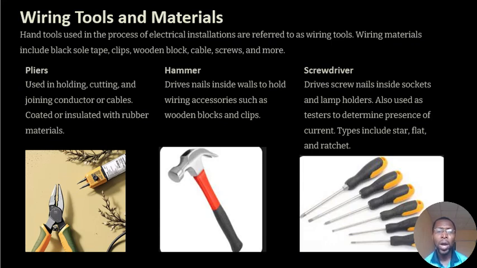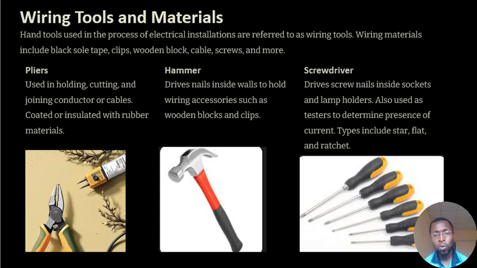So we have some wiring tools and materials that we use in electrical circuits. These wiring tools are hand tools used in the process of electrical installations. They include black sew tape, clips, wooden block, cable, screws, and many more. Among the ones mentioned, we have the pliers. The pliers is used in holding, cutting, and joining conductors or cable. Usually it is coated with rubber material.